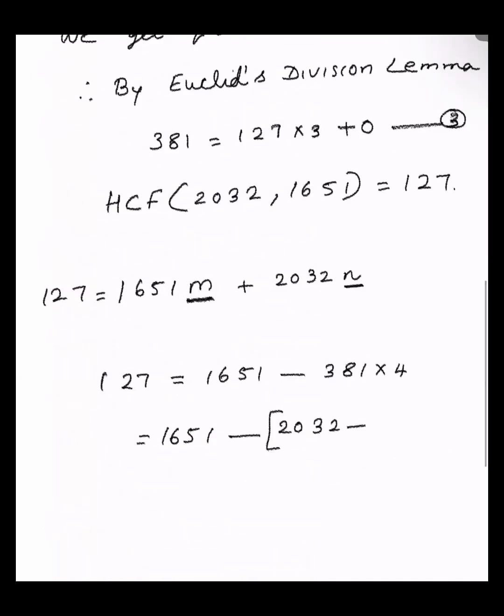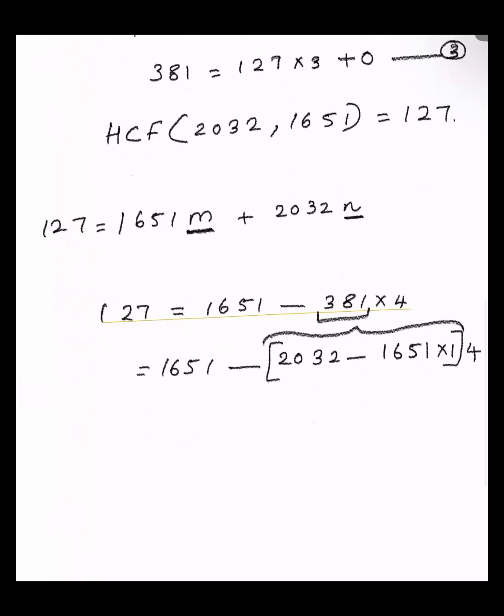2032 minus 1651 into 4 into 4. From where am I getting? So 381 is what I have written like this. So 381 becomes 2032 minus 1651 into 4. Okay, so the last into 4 will come at the end.